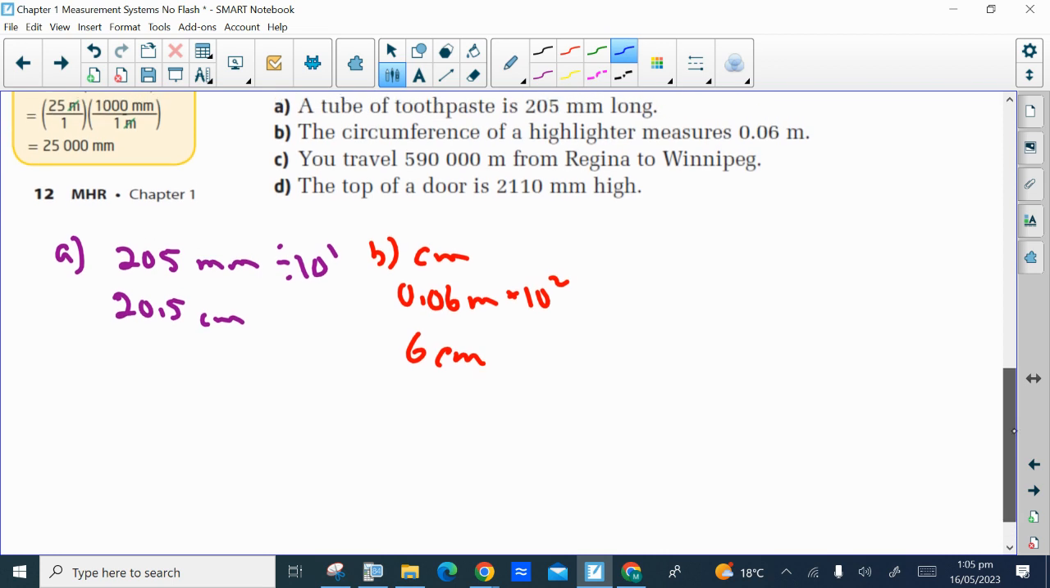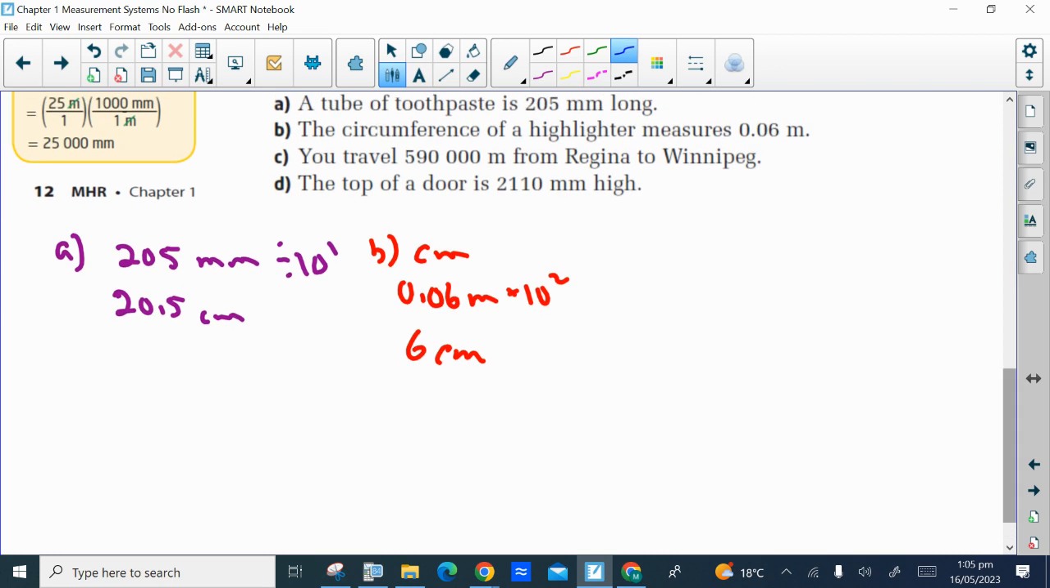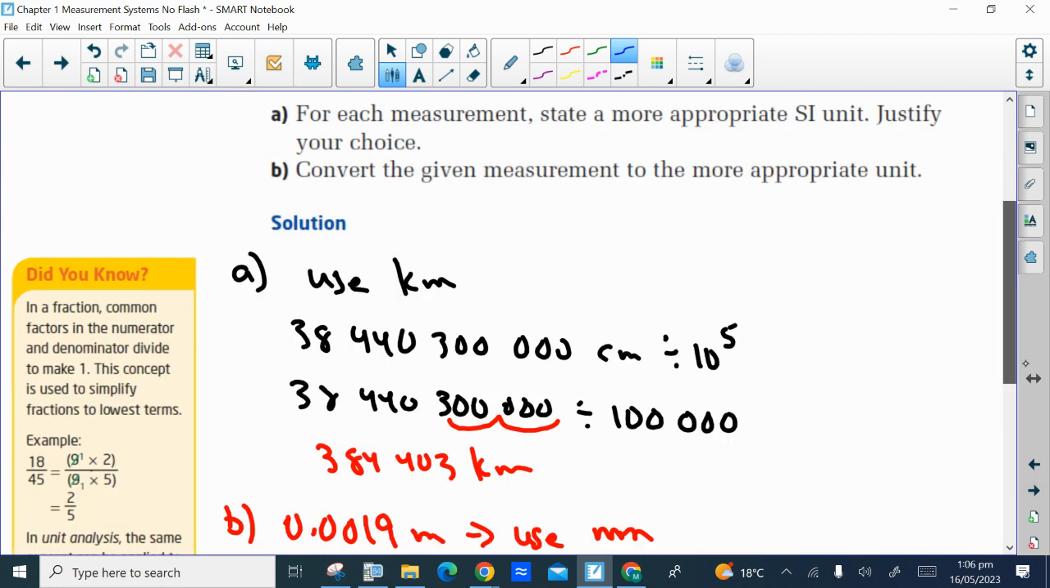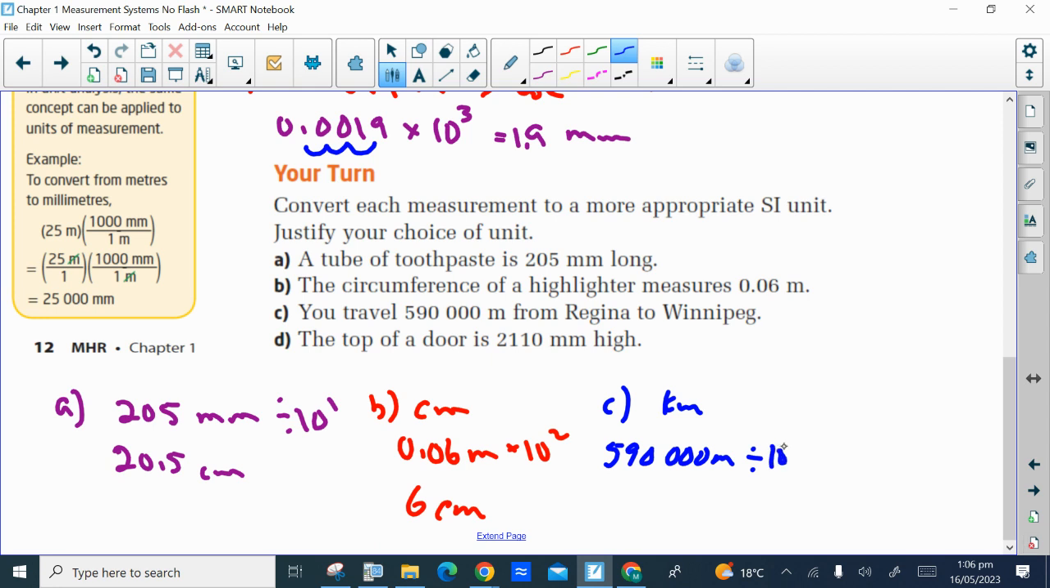Question C, you travel 590,000 meters from Regina to Winnipeg. I would use kilometers here. Take 590,000 meters, and now we're going to have to divide by 10 3 times, because to go from meters up to kilometers, it's 3 steps up the staircase, and every step you're dividing by another factor of 10. So because we're going 3 steps up, we're going to divide by 10 cubed, which moves the decimal 3 spots to the left, and we'll get 590 kilometers.